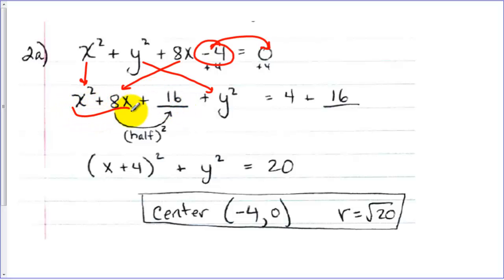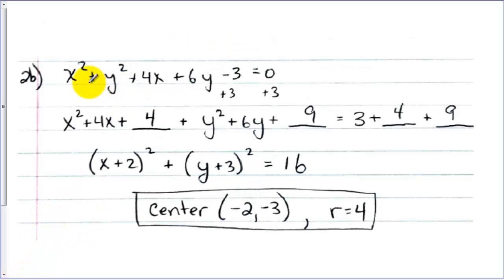In the grouping for the x's, we're going to complete the square. Since this y squared is standalone, we don't have to complete the square. And remember, we take the number in front of the x and take half of it, which would be 4, and square it, and whatever we add here, we have to add over here. This trinomial that we had just completed, we now factor and add these two numbers. So we have a circle with center at -4, 0, and our radius is square root of 20.